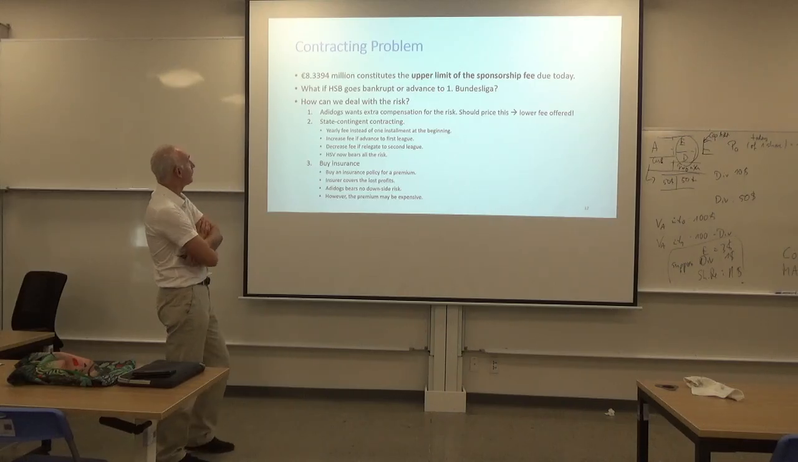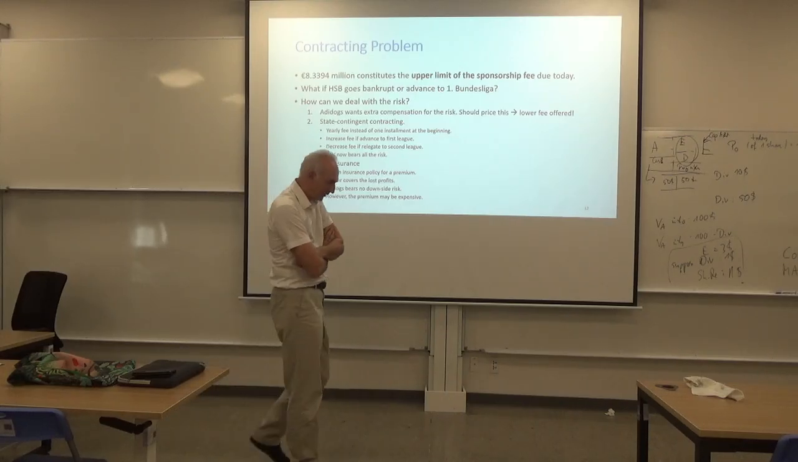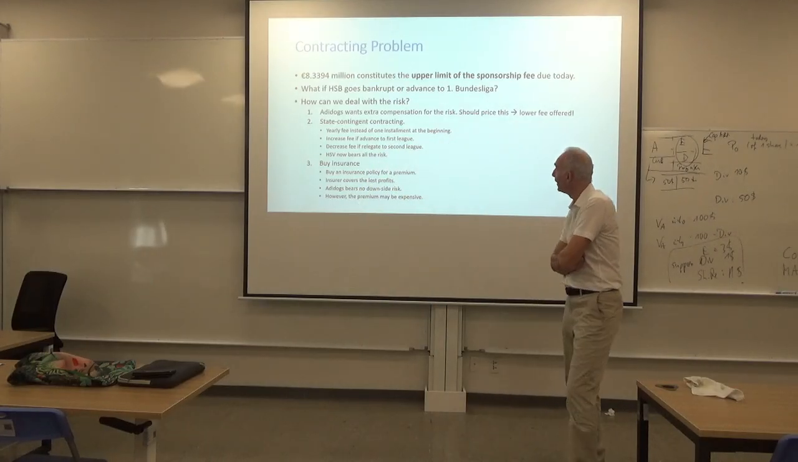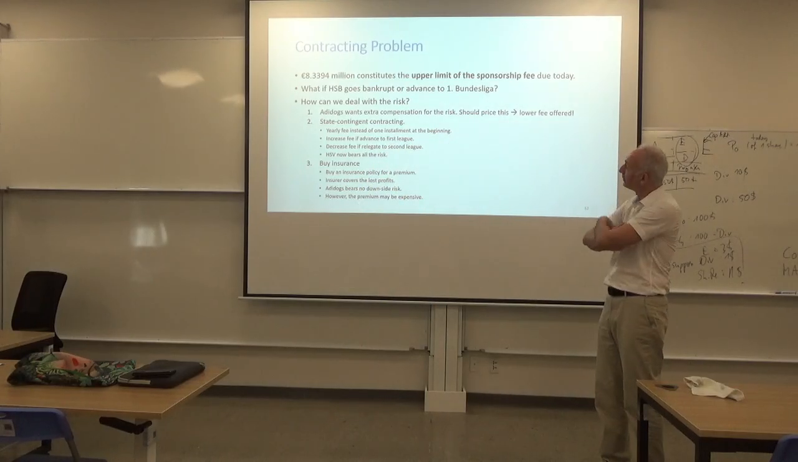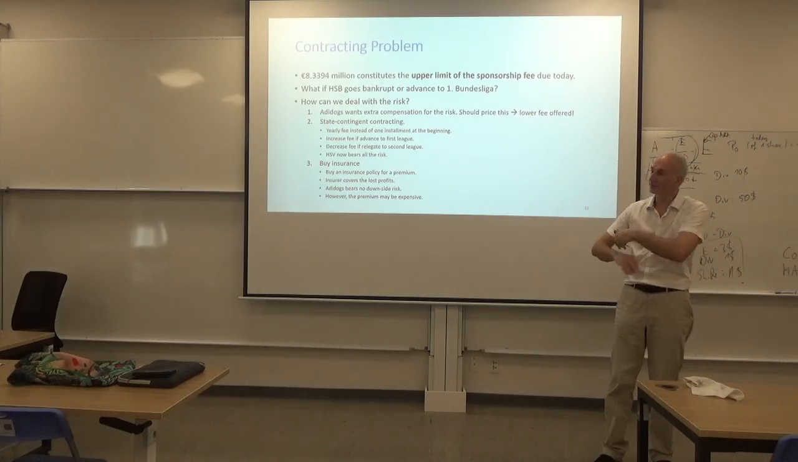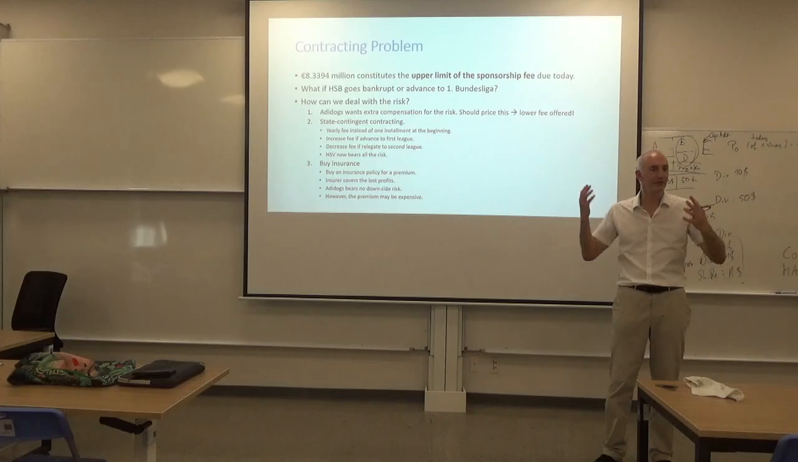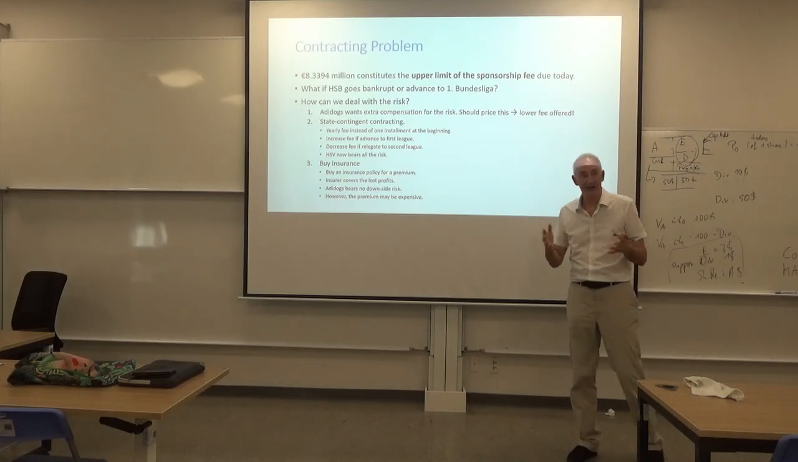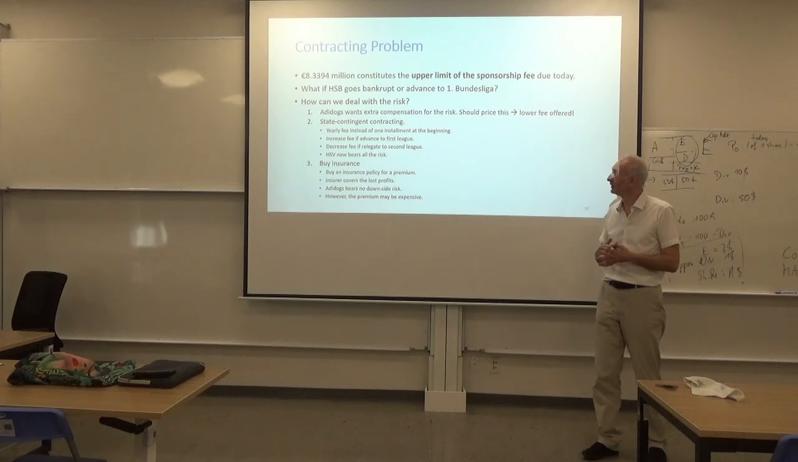So 8.33 is the upper limit that you pay based on the base case, and of course you still know this is risky. If you pay this, you will actually make money if they go to the first Bundesliga. You will lose money if they go bankrupt or relegate to the third Bundesliga.